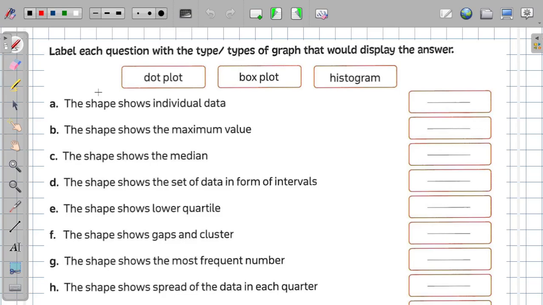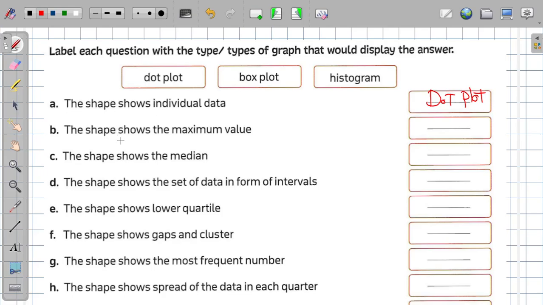Next, we want to know which display or which way to represent data shows this data. The first one, the shape that shows individual data. I think it's only one way, and I think it's the dot plot, because it is the only way that shows individual data.